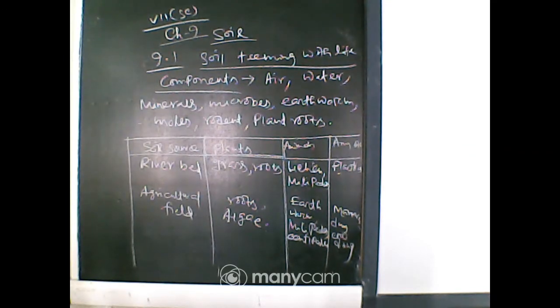River bed, soil source: plants are grass, roots; animals are lichen, millipedes; any other observation is plastics. Agricultural field: roots, algae; animals are earthworm, millipedes, centipedes; and any other observation is manure, dry cow dung, etc.